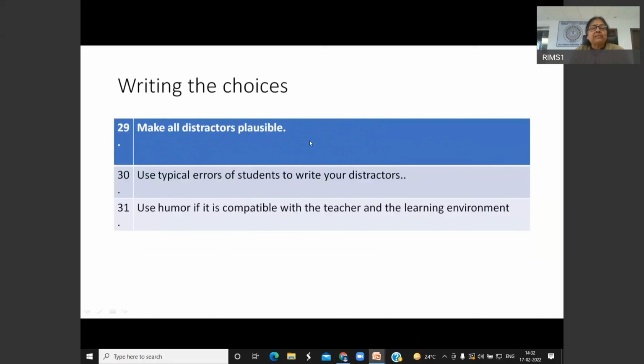Now, make all distractors plausible. This sentence in itself tells all that we have discussed till now: all distractors should be plausible. Students should feel that all are looking like the correct answer. They are so close to each other that they all look correct. Then use typical errors of students to write your distractors. It means the very small errors which students do commit. We should use these mistakes in formulating the MCQ so that they are prone to make those mistakes. So either they will learn by their mistake, or they see it there and understand that this is a mistake.